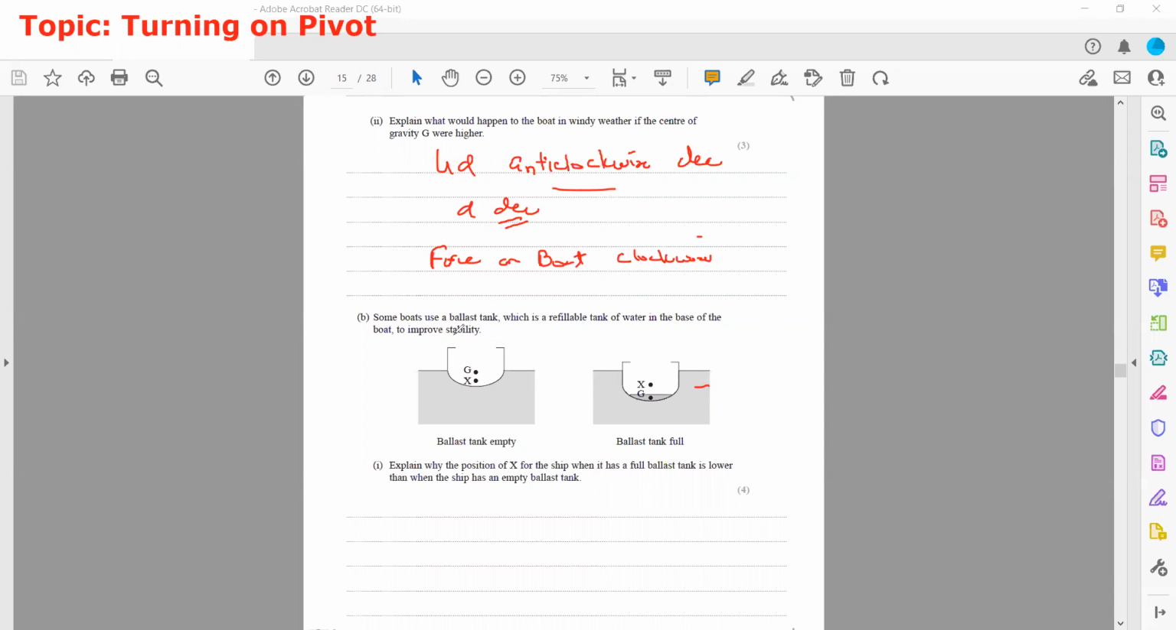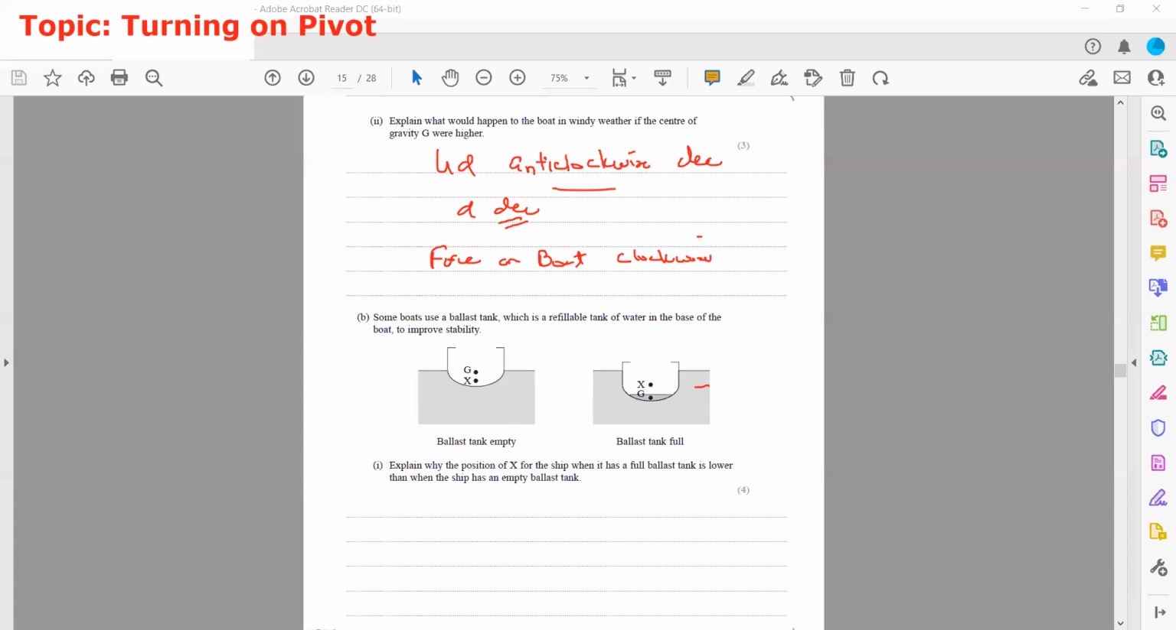And in part B, some boats use a ballast tank, which is a refillable tank in the base, to improve stability. As you can see, when the ballast tank is empty and when it is filled, the position changes. Explain why the position of X for a ship with a full tank is lower than for the ship when it is empty. So what is the reason for that?